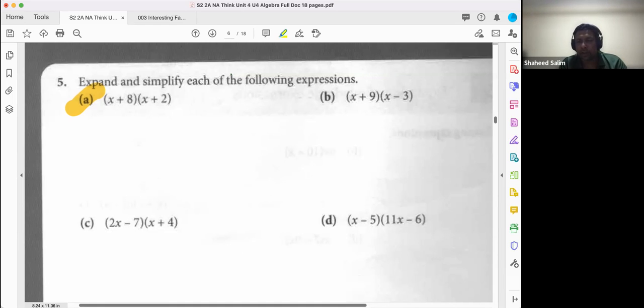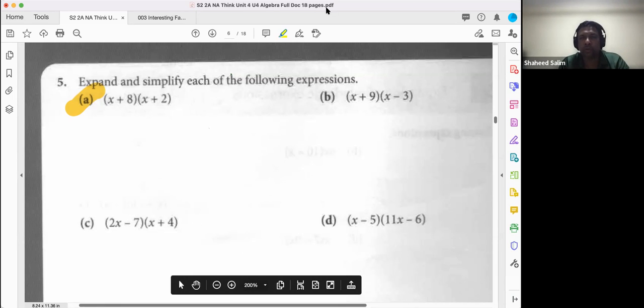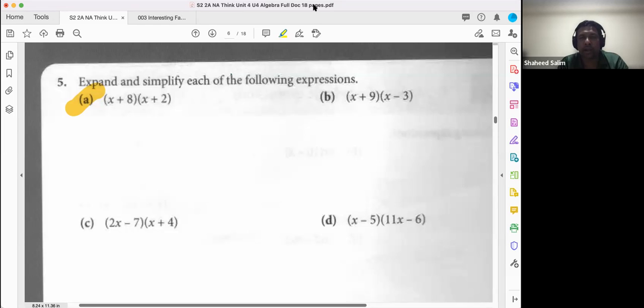Can you do this, Shafika? Are you there? Do you know how to do this? Okay, you are supposed to get. Okay, oh dear, your middle term is not correct.